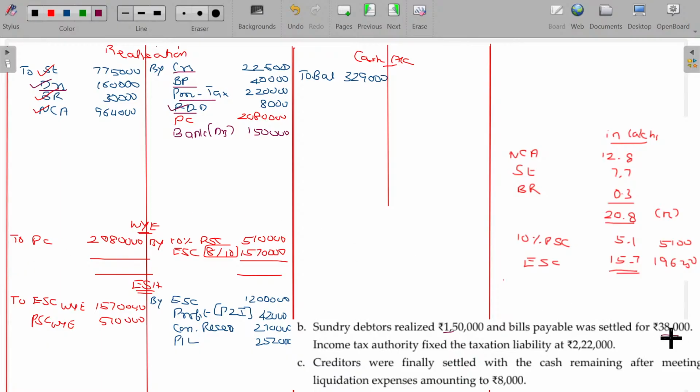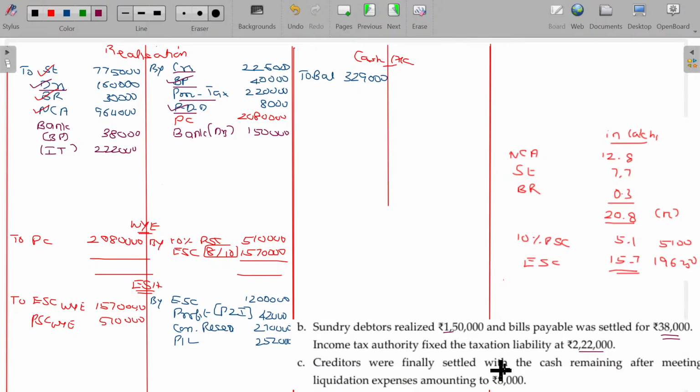Bills payable was settled at 38,000. So this one is settled. So here, bank. All these things from adjustments should be posted twice. The other one should be posted in the cash account. I will do it later on. So here bills payable, this value being 38,000. Actually, bills payable as per the books is 40,000 rupees, but the payment is only 38,000. As we are paying less, it's a gain for us of 2,000 rupees. Income tax authority fixed the taxation liability as 2,22,000 finally. So tax payment, income tax payment. As per the books, it is 2,20,000, but the final payment comes to 2,22,000 rupees.